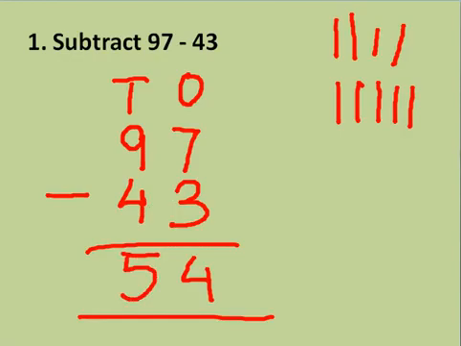Did you get this, children? We have to subtract 97 minus 43. These are two-digit numbers, so I wrote these two-digit numbers. I marked two places, ones and tens places, and wrote the larger number first. Then I put the subtraction symbol and then the smaller number. Then I started my subtraction. 7 minus 3 came out to be 4, and 9 minus 4 came out to be 5.